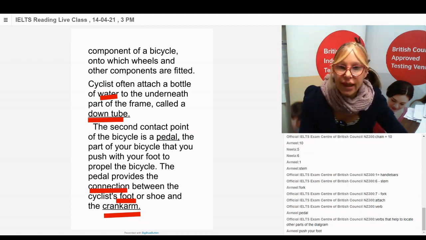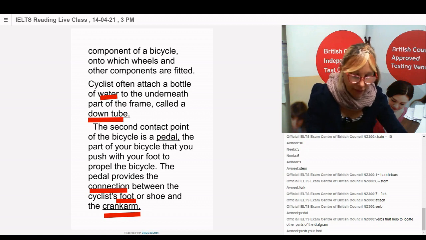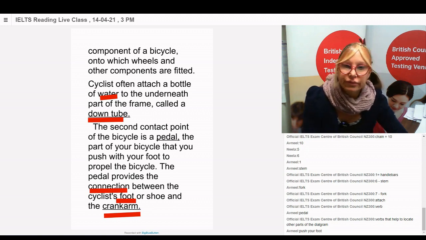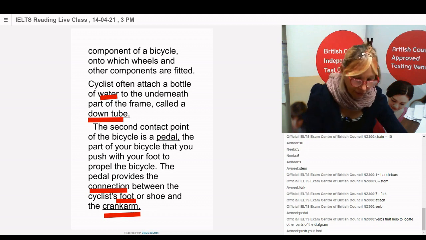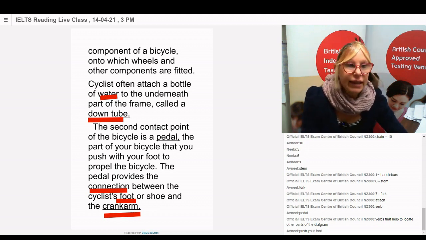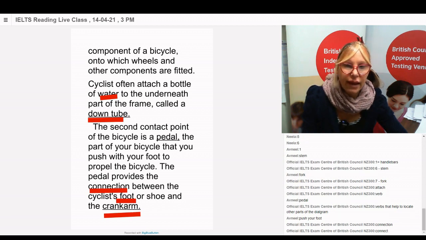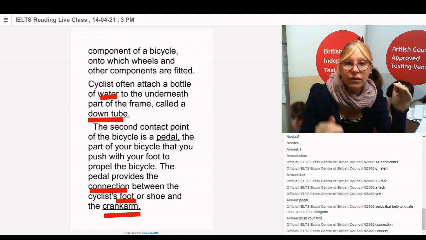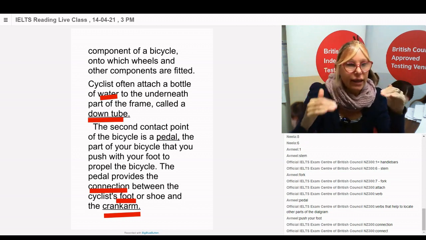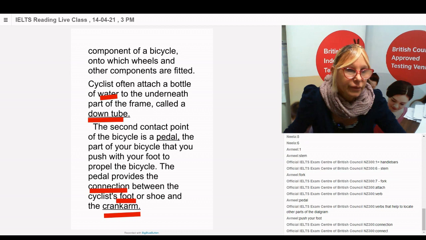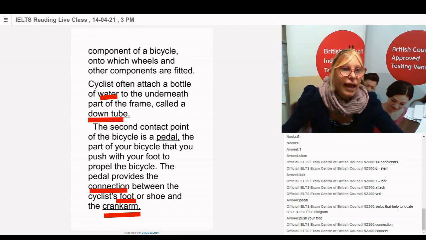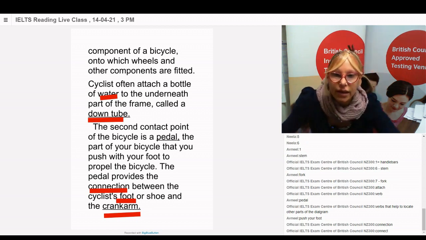If you look further down, we've got this noun connection. All right, and the verb form is connect. Okay, so provides the connection or connects the cyclist's foot or shoe and the crank arm. So there we've got the pedal is connected to the crank arm. So you see how these verbs are helping us to locate where other things are in the diagram?